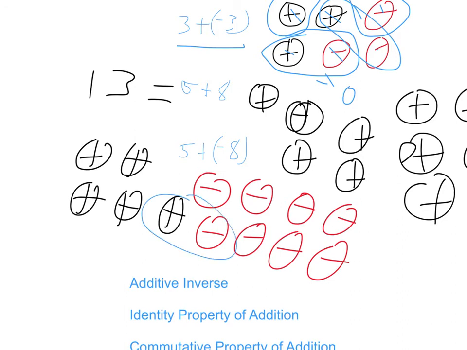So like here, these ones would be 0, so you get rid of them. This one and this one would be 0. This one and this one would be 0. This one and this one would be 0. This one and this one would be 0.